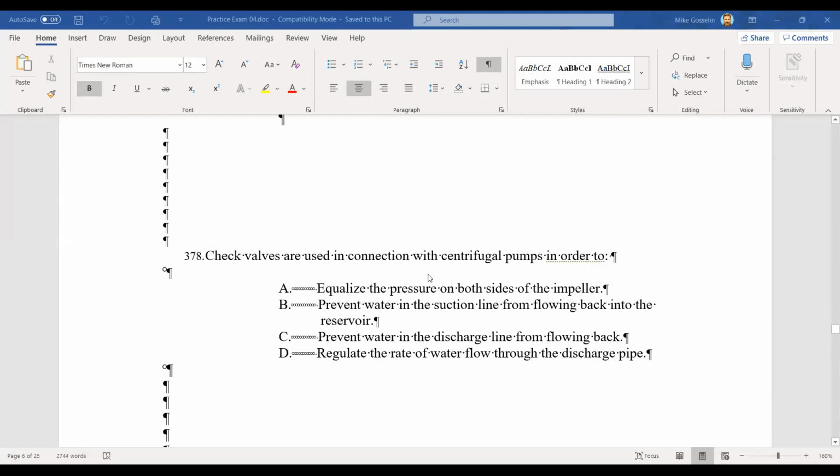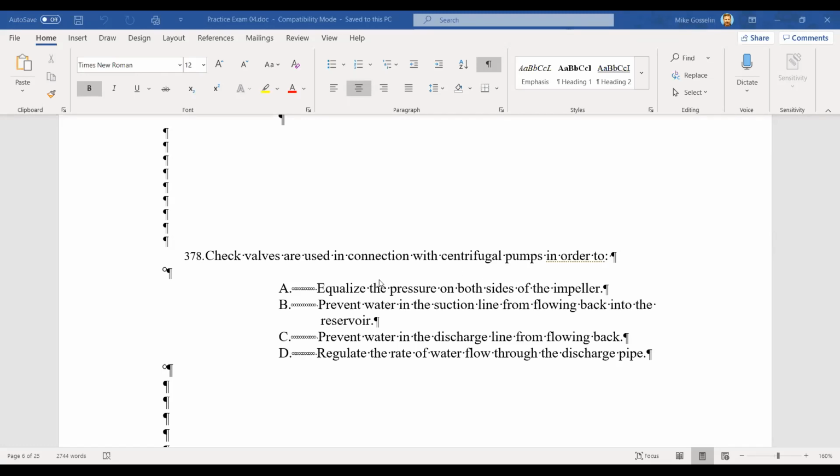Let's go down to this one. Check valves are used in connection with centrifugal pumps in order to... Okay, so I got a B and I got an A. All right, and I got a C. So the correct answer in this one is C. Let's break this one down a little bit.